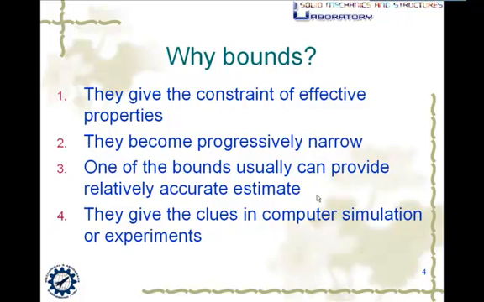The reasons we can use rigorous bounds to describe random heterogeneous materials are listed below. First, they give the constraint of effective properties. Second, they become progressively narrower when more deterministic microstructure information is provided. The third reason is that one of the bounds usually can provide a relatively accurate estimate of effective properties. The fourth reason is that they give a clue on how to choose different phases and inclusions of microstructure in computer simulation or in experiments.